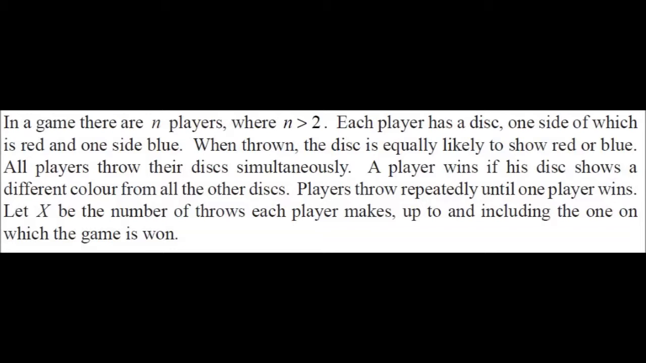In a game there are n players, where n is greater than 2. Each player has a disc, one side of which is red and one side blue. When thrown, the disc is equally likely to show red or blue. All players throw the disc simultaneously. A player wins if his disc shows a different color from all the other discs. Players throw repeatedly until one player wins.